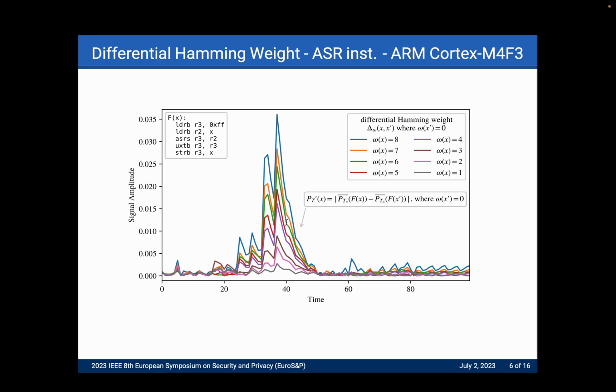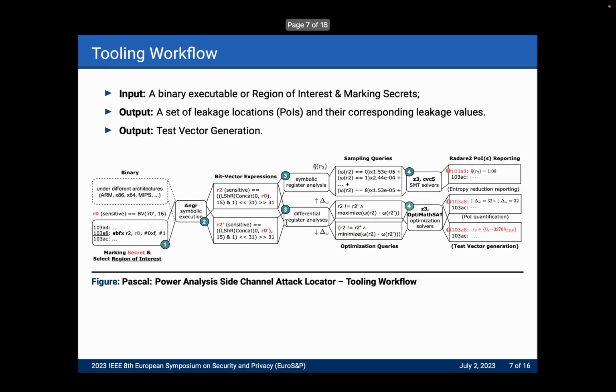We also introduced the notion of differential Hamming weight in order to totally order each signal behavior, to support the differential register analysis technique, which I will introduce momentarily. Our tool, Pascal, takes as input a binary executable, and security inputs should be marked. Then it automatically identifies leakage locations, also known as points of interest, and generates test vectors that actually exercise different types of power consumption behavior.